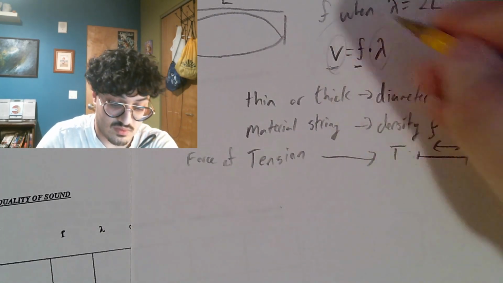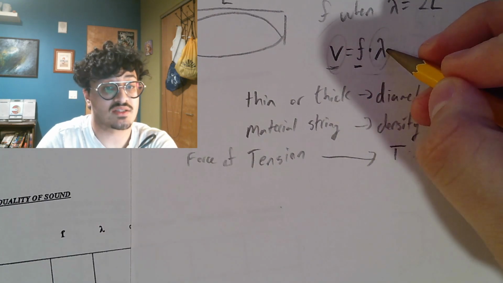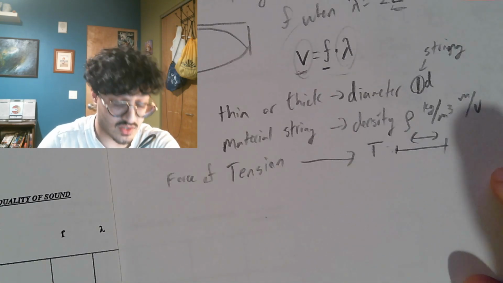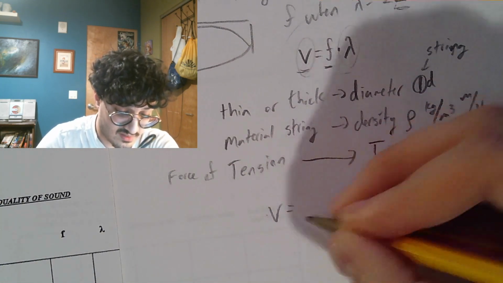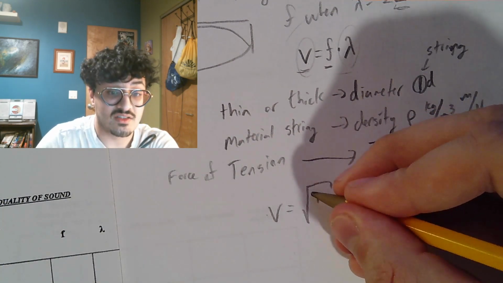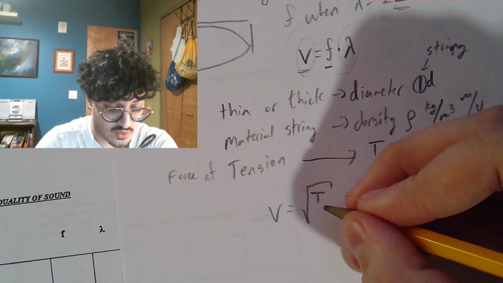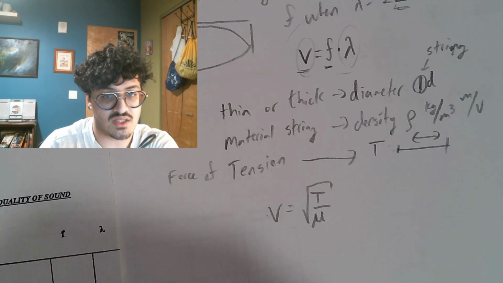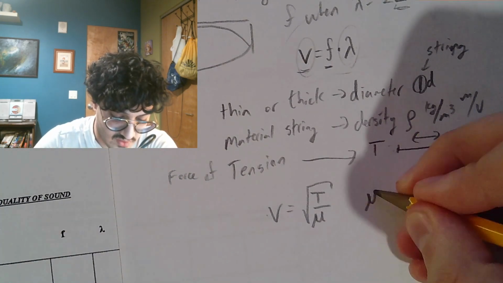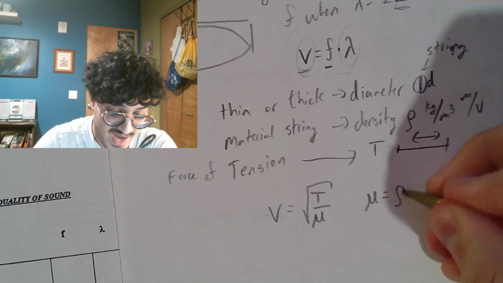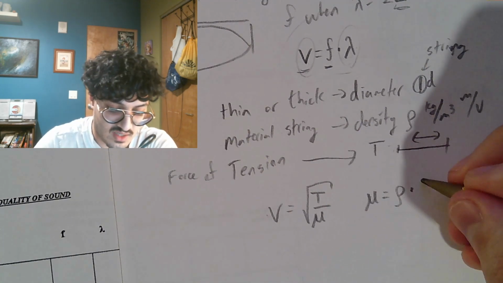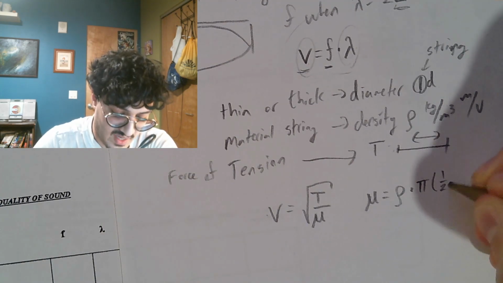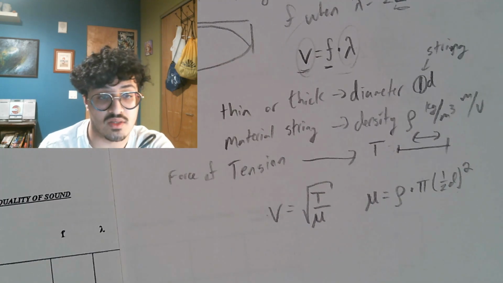We know that our frequency is dependent on our velocity and our wavelength. Our wavelength is strictly dependent on the length of the string. Our velocity is equal to the square root of the tension through the string divided by the linear density of that string. The linear density of the string is equal to the actual density of the string times pi r squared, or instead of r, 1/2 diameter squared, like so.